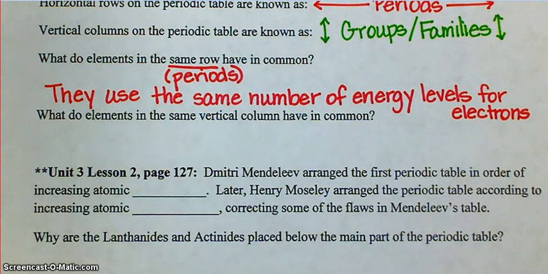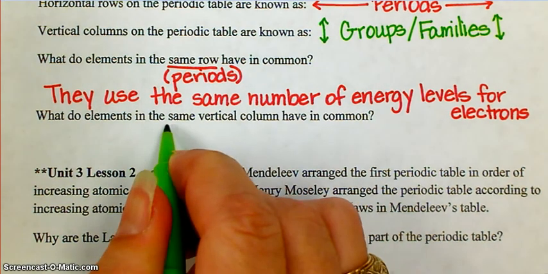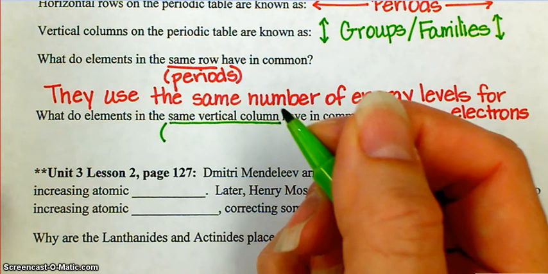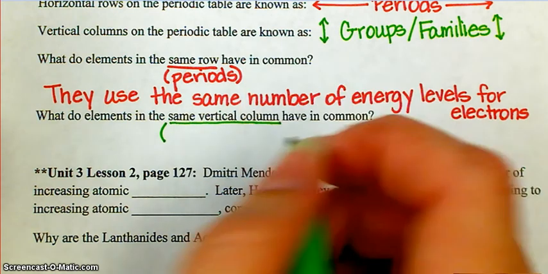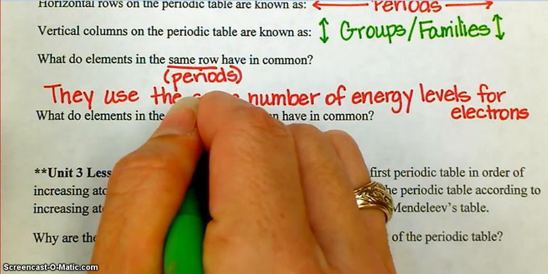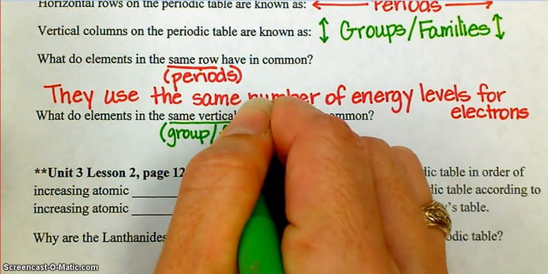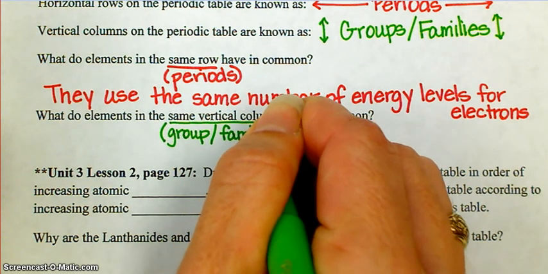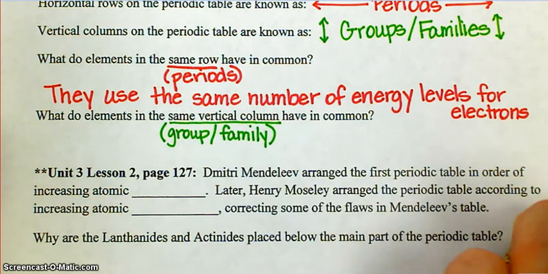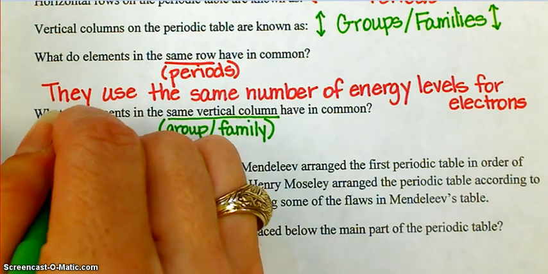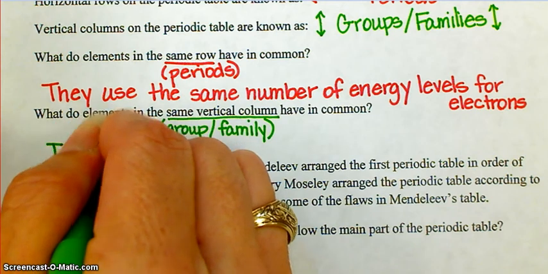Okay. What do elements in the same vertical column have in common? This one actually is in your lesson, this answer. There you go. So the same vertical column is the same group or family, and everybody in the same vertical column, they have the same number of valence electrons.